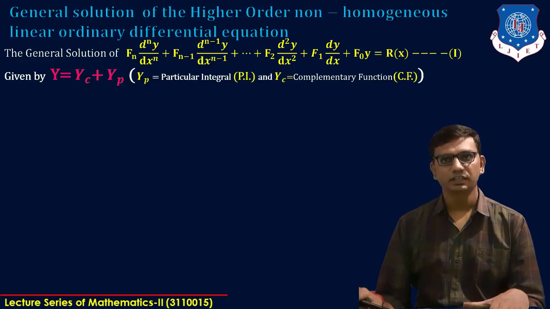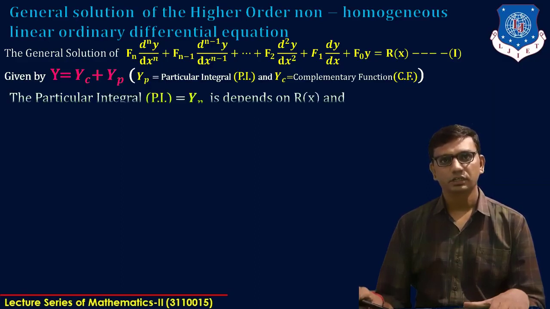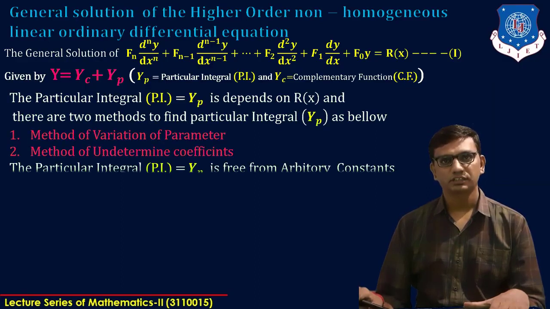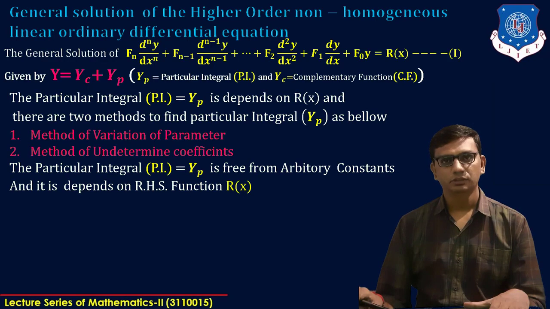Here, first of all, we find the complementary function yc after converting our differential equation number 1 into the homogeneous form, and using its auxiliary equation, we can find the complementary function and then find the particular integral. Here, the particular integral yp depends on Rx and it is obtained by the following two methods: method of variation of parameter and method of undetermined coefficients. The particular integral yp is free from arbitrary constants and it depends only on the RHS.